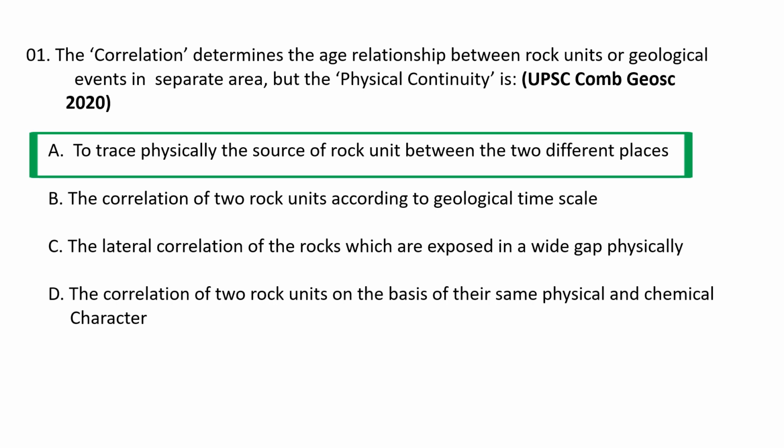It determines the age relationship between the rock units or geological events in separate areas, but the physical continuity is to trace physically the source of rock units between two different places. And correlation is the process of establishing which sedimentary strata are of the same age but geographically separated. It can be determined by using magnetic polarity reversals, rock types, unique rock sequences or index fossils.